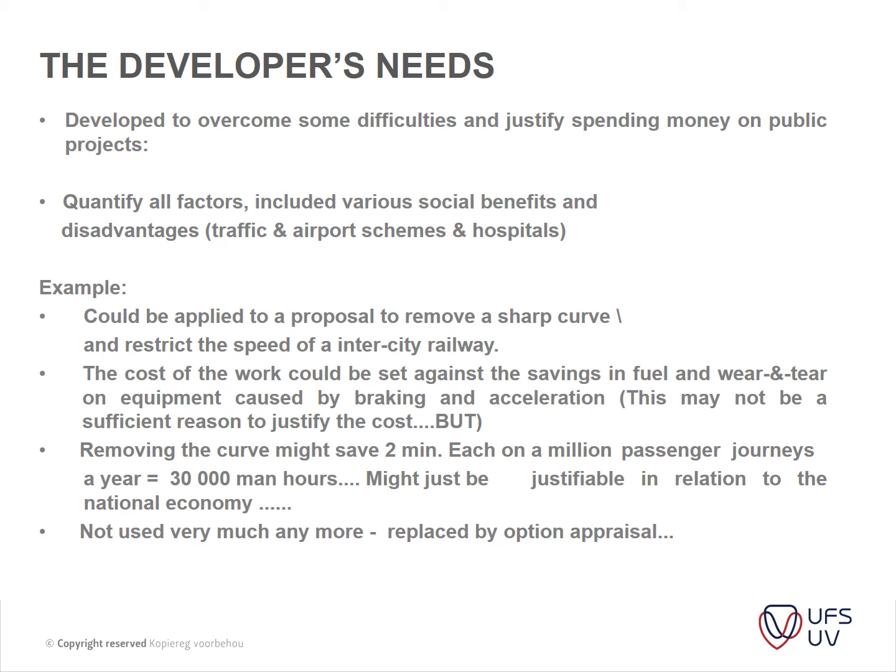Okay, so a good example of this is maybe a development within a city or town. It could be applied to a proposal to remove sharp curves, or to restrict the speed of intercity railways. This is like putting in speed humps within a city. The cost of the work could be set against the savings of fuel and water, and wear and tear on equipment caused by braking and acceleration, and this may not be a sufficient reason to justify the cost.